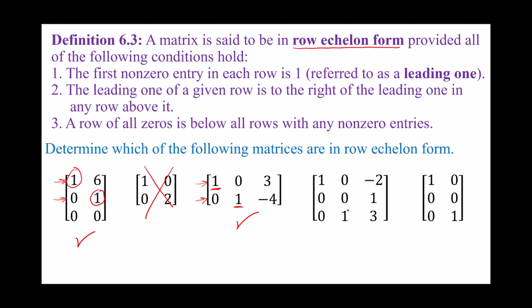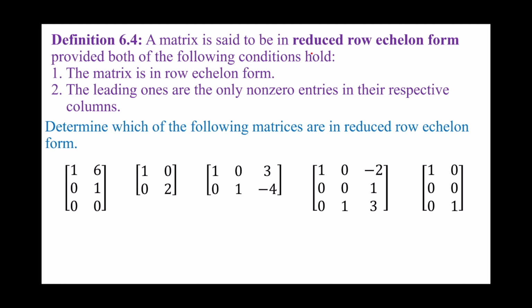The next matrix, notice these are the leading ones in row 2 and 3, but the leading one in row 3 is not to the right of the leading one in the row above it. So this one is not in row echelon form. And the last one doesn't meet the third condition. The row of all zeros is not at the end. So that one is also not in row echelon form.